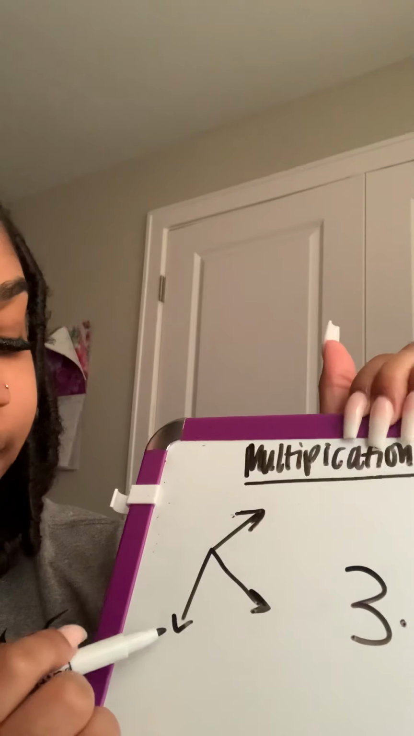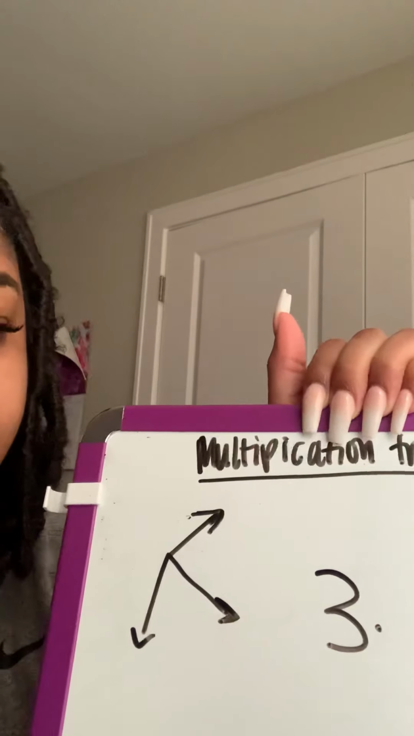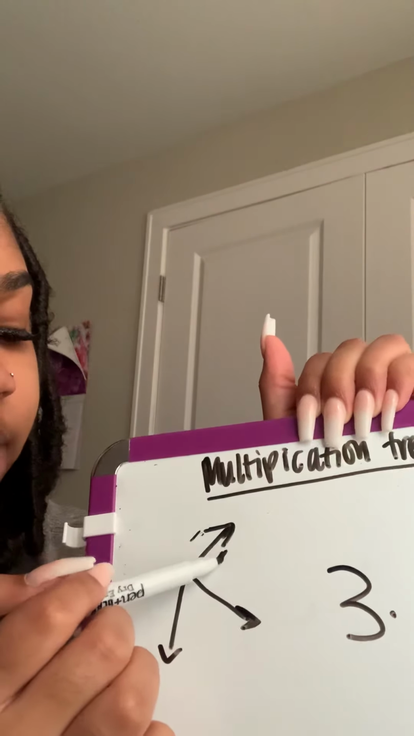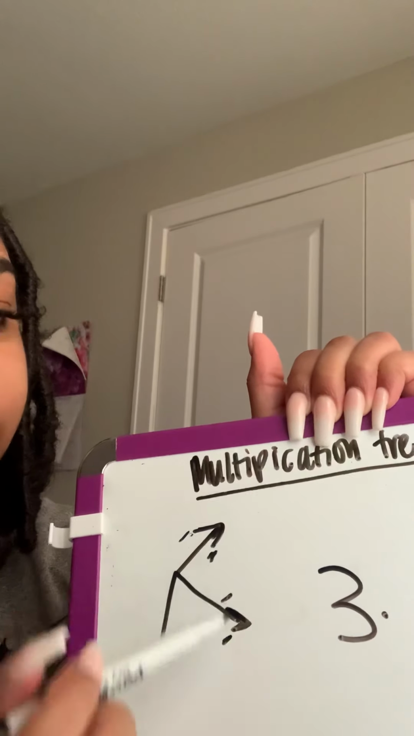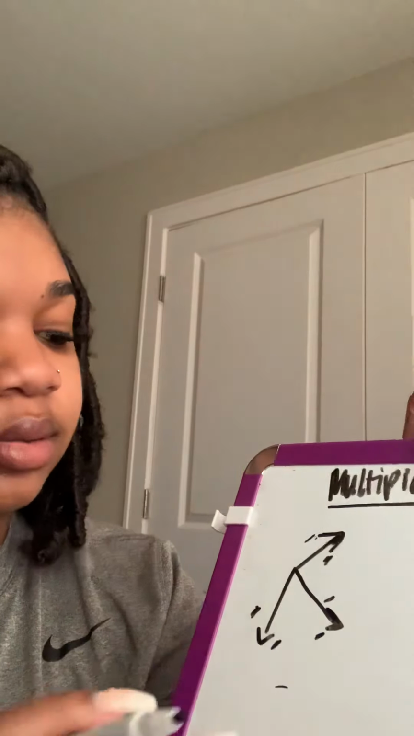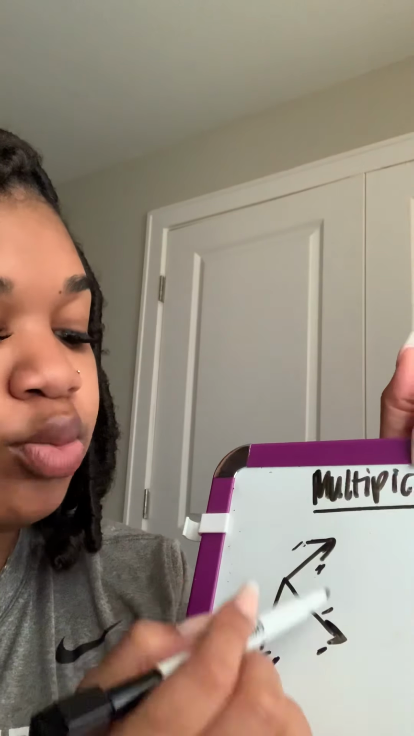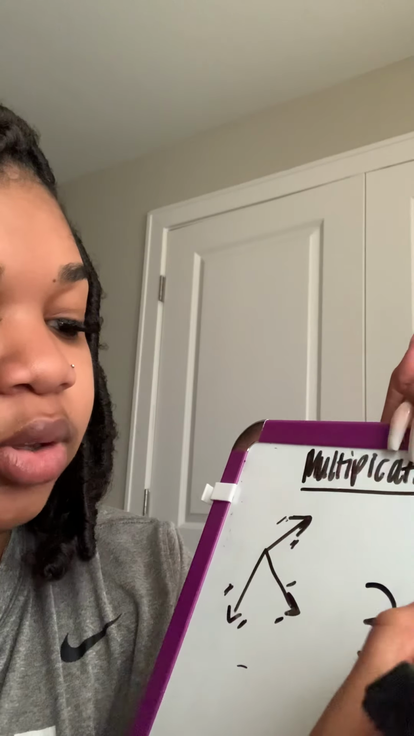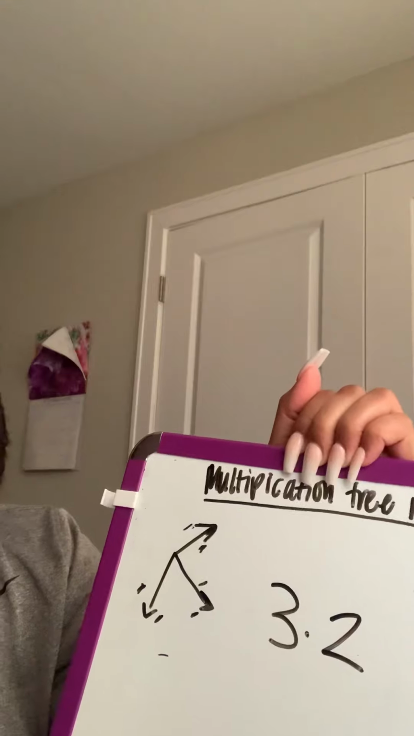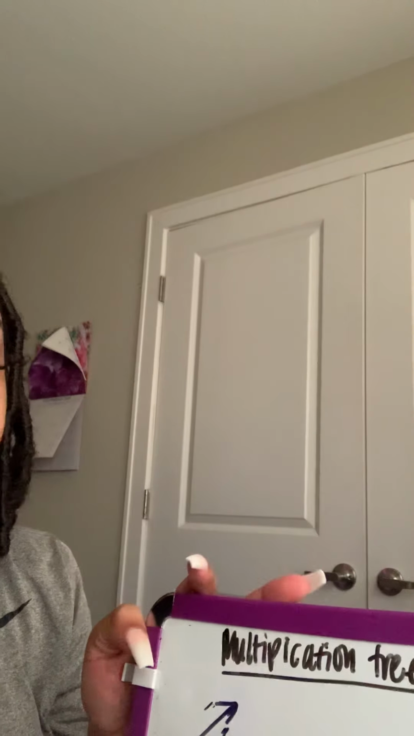And then we have 2 arrows on each side. So it's 1 arrow, 1 arrow, 1 arrow, 1 arrow, 1 arrow, 1 arrow. So it's 2 on each side. So it'll be 3 times 2. All right? And 3 times 2 is 6. Now, it won't always be 3 times 2, the ones I've been doing. It'll be other numbers as well.